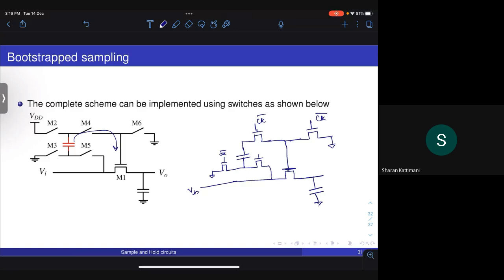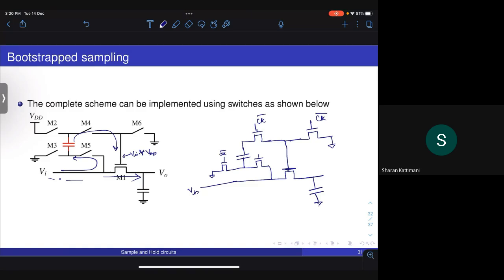M5 is the same as the sampling switch M1. Therefore, if you are going to maintain a constant VGS for M1 in order to pass the input properly to the output, this same Vin also has to go through M5, M3, and M4 to get a value of Vin plus VDD onto the gate of the sampling switch. That will happen only if M5 can pass the value of Vin properly from this node to this node. So the resistance of this M5 also should be constant with respect to the voltage of the input.